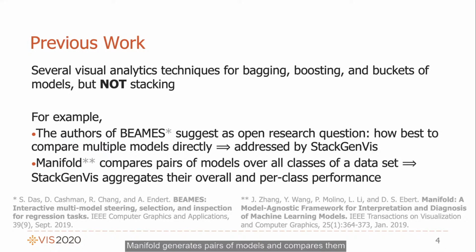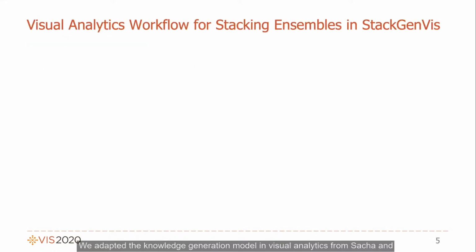Manifold generates pairs of models and compares them over all classes of a dataset, including feature selection. We adopt a similar approach, but instead of comparing a large number of models in a pairwise manner, we aggregate their overall and per class performance. Then, the user can compare a set of models against the average of all the models before deciding which ones to use. We adapted the knowledge generation model in visual analytics from Sacha and others specifically for ensemble learning. Further details can be found in the paper.